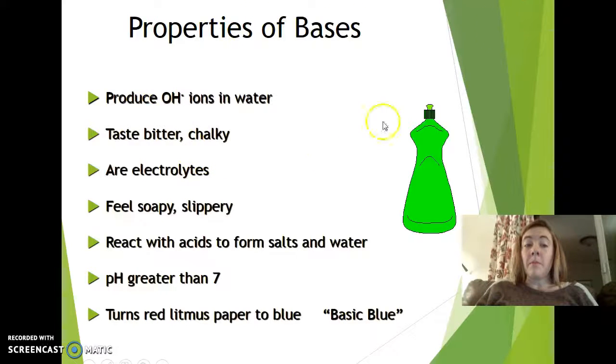They feel soapy or slippery. So dish soap is a base, and that's one of the reasons why it feels slippery. That's a property of a base. They react with acids to form a salt and water. Their pH is greater than 7, and they turn red litmus paper to blue. And you can remember that by thinking basic blue.